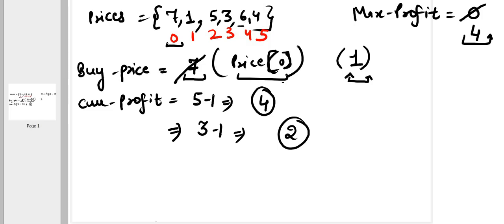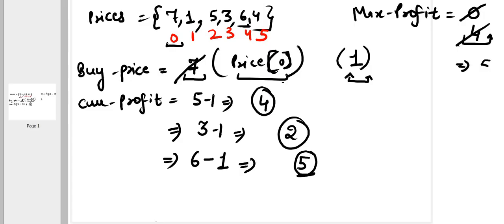Move on to the next index, that is 6. So now 6 minus buy price, which is still 1. 6 minus 1 is 5. So now 5 and 4, which is the maximum profit? 5. So we are going to update the maximum profit. Buy price is still minimum, so it remains the same.